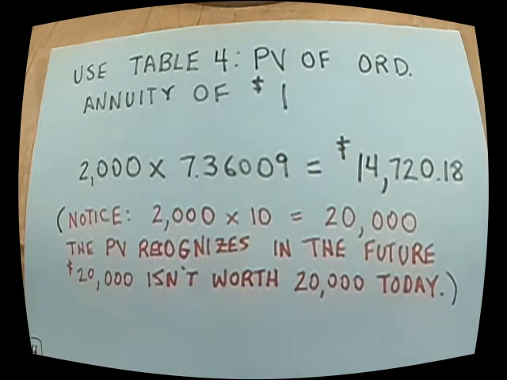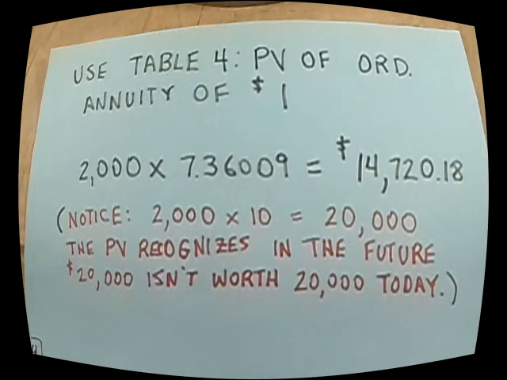So we determined that $2,000, the amount we're going to receive each year, and a table value for 10 periods at 6% interest, we would arrive at the table value of 7.36009. So then what you do quite simply is multiply the 2,000 times 7.36009, and you come up with $14,720.18. That's how much we think that $20,000 received over the next 10 years, $2,000 per year, would be worth as we receive those payments.